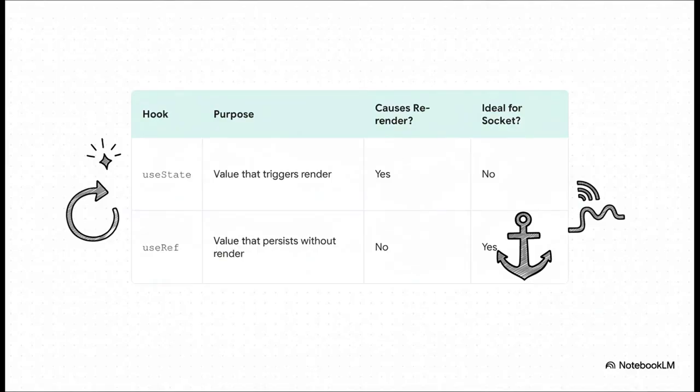And this is where these two React hooks come in. You've got useState, which is designed for values that, when they change, you want the component to re-render. Then you have useRef. This lets you hold on to a value that sticks around between renders, but, and this is the key, it doesn't trigger a re-render when it changes. So for our socket instance, useRef is the perfect tool for the job.